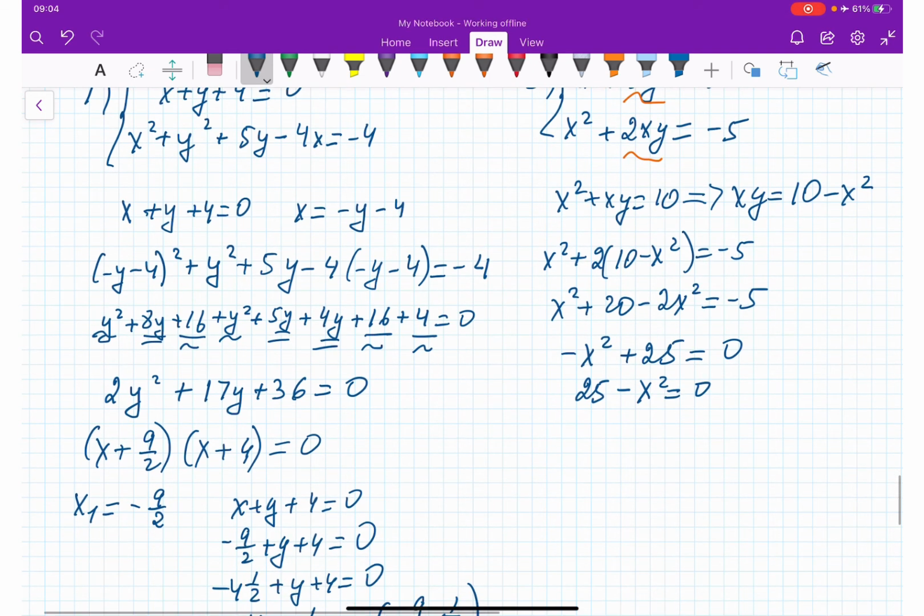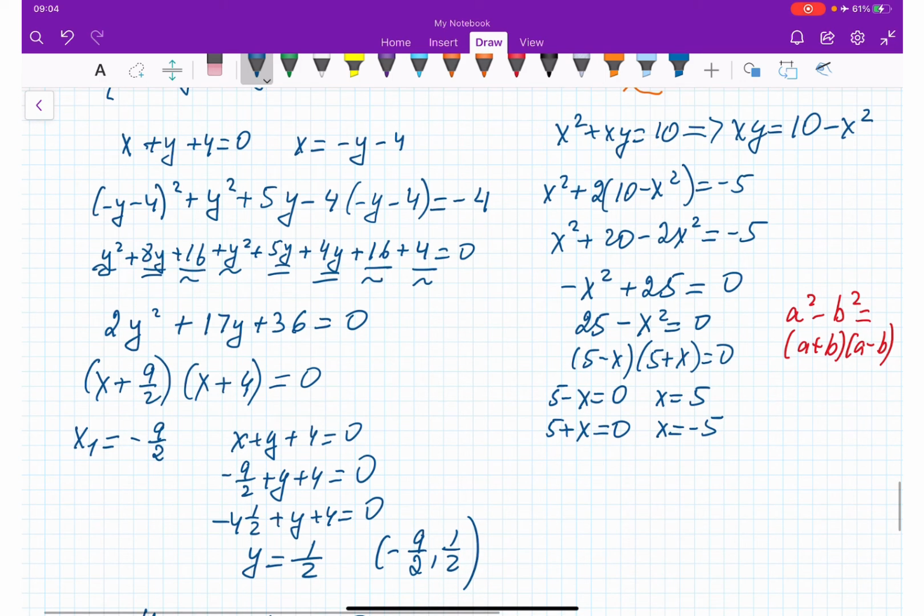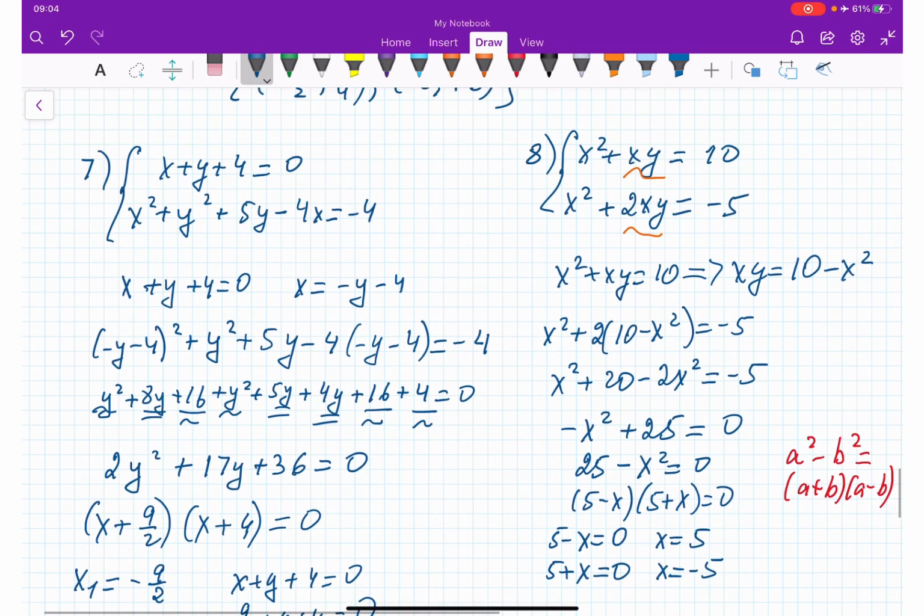Here I see the a squared minus b squared formula, right? Which is equal to a plus b times a minus b. And that's going to be equal to 5 minus x, 5 plus x equals 0. So from here, either 5 minus x equals 0 and x is equal to 5, or 5 plus x is equal to 0, x is equal to negative 5. Okay, let's plug in to find y.